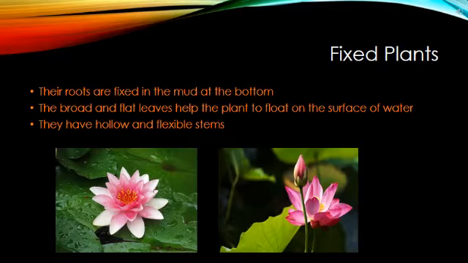Moving to the next category, that is fixed plants. Lotus, water lily, they are fixed plants. Now their roots are fixed in the mud at the bottom. The broad and flat leaves help the plant to float on the surface of water. Now lotus or this kind of plants, they have large leaves which allow these plants to get enough air and sunlight to carry out the process of photosynthesis. The stems are hollow and flexible, which allows the plant to bend with the flow of water.